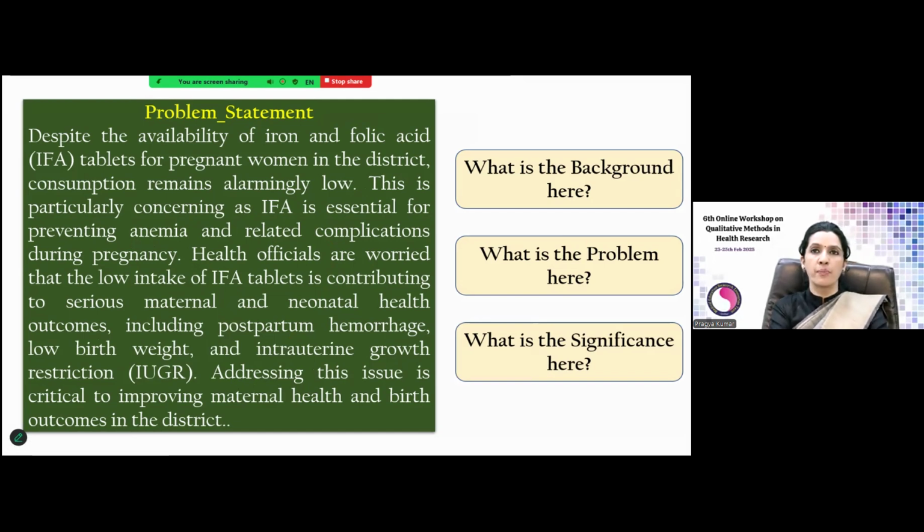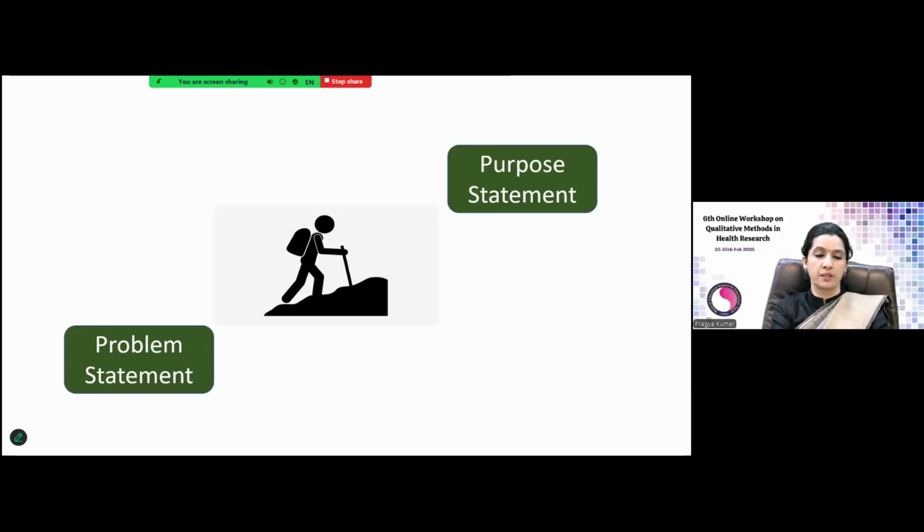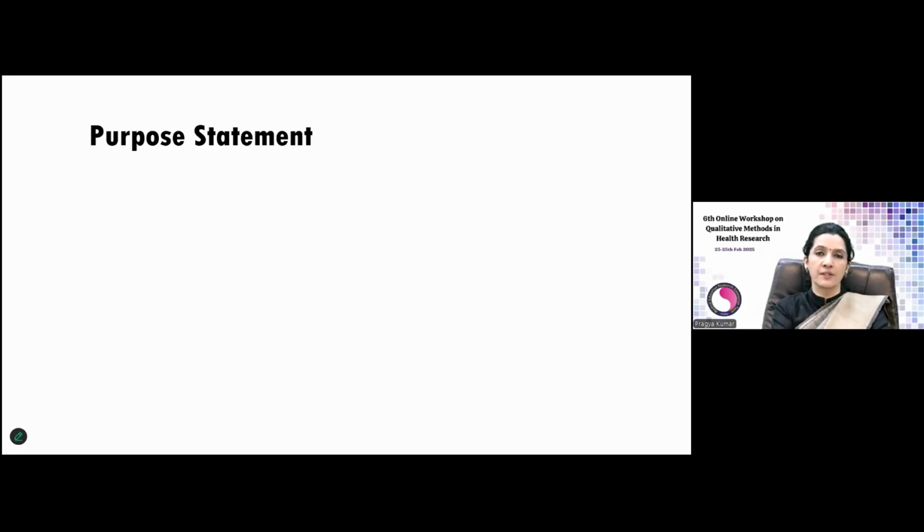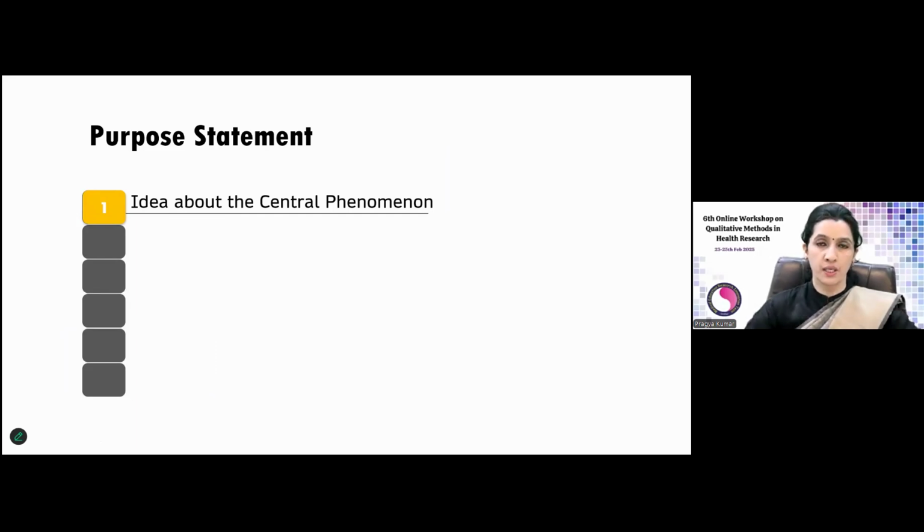So from the problem statement, you go to the purpose statement. Once you have told your problem statement, then you say what the purpose of the study is. In the purpose statement, you tell about the central phenomenon. The central phenomenon is the central theme, which in this case, doctor-patient communication or the communication barrier, is my central phenomenon.